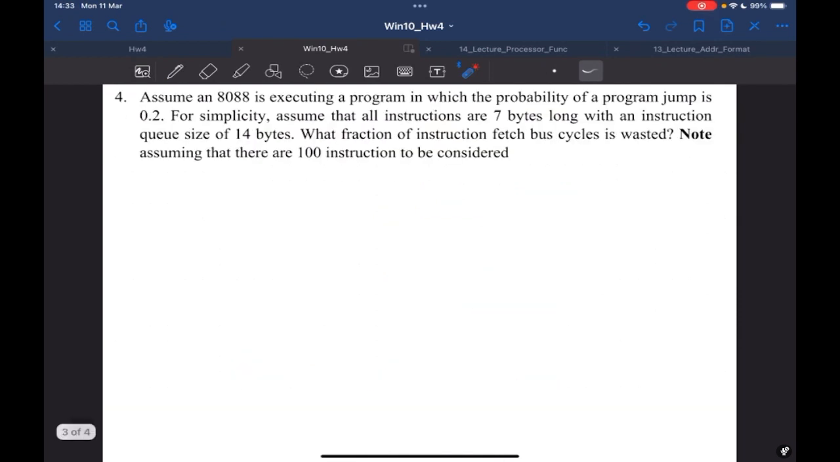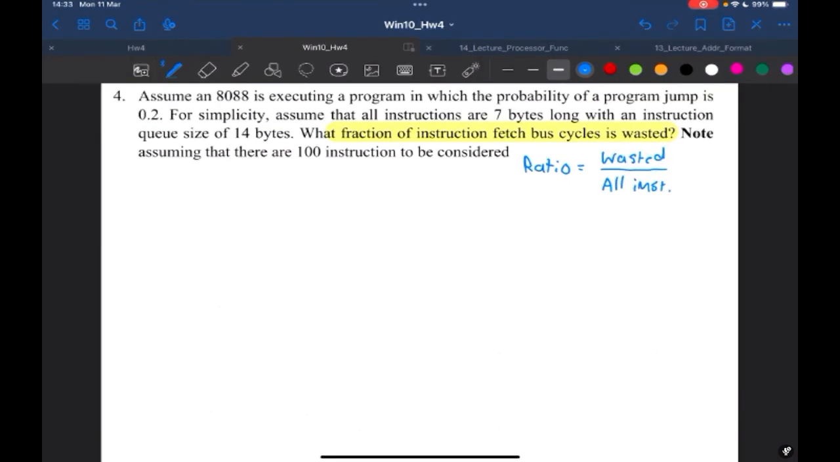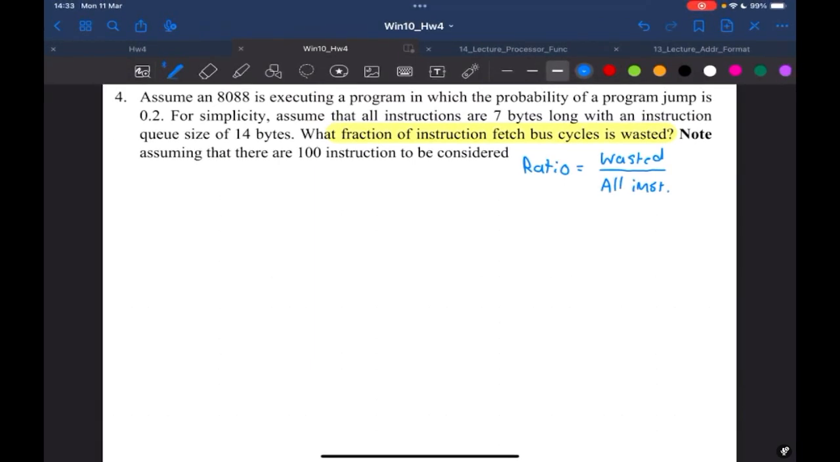Number 4 is we're trying to find the fraction of instructions wasted. So we're trying to find a ratio here. A ratio of wasted instructions over all the instructions, all right? Wasted and all the instructions. That's what we're trying to find. So what we have to do here is determine what is the wasting. Wasting is whenever we jump here.